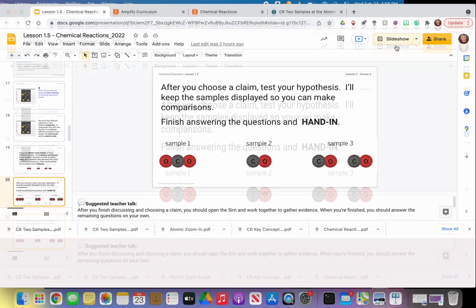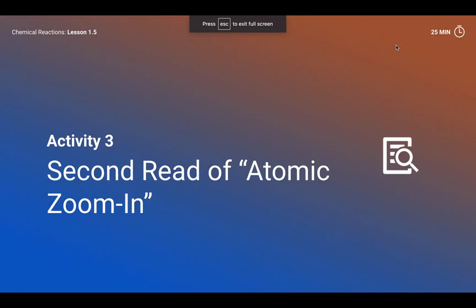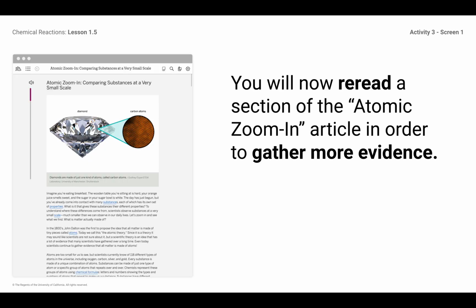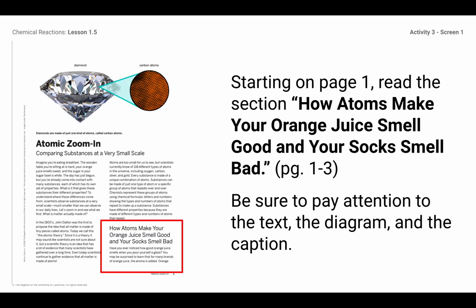Okay, let's keep going. We need to talk about the article, Atomic Zoom In. I'm going to have the kids reread a section of the article in order to gather more evidence, starting on page 1, so you guys should have hard copies of this. Go ahead and pause this and get your articles out.